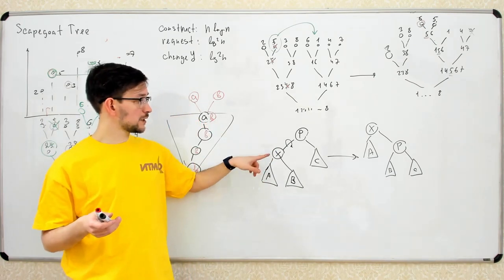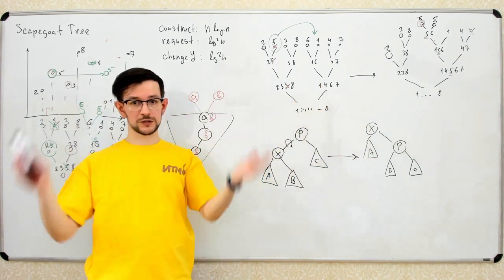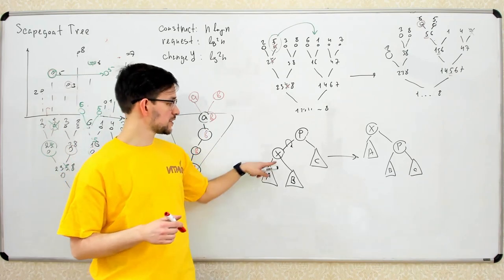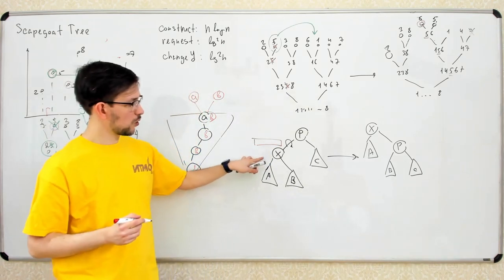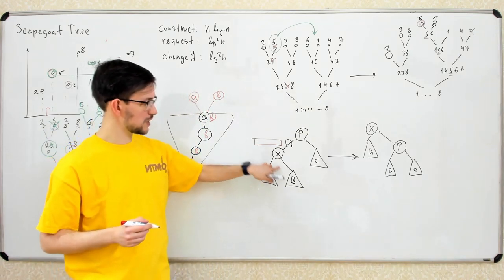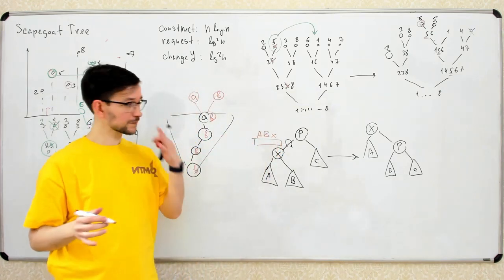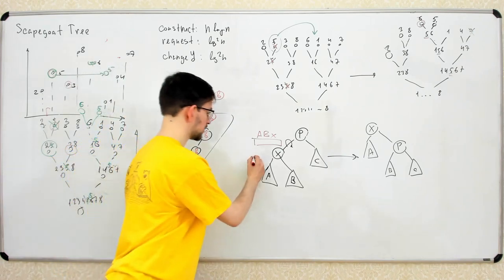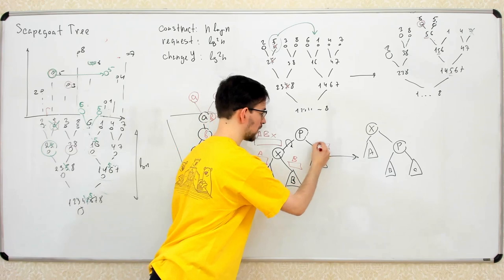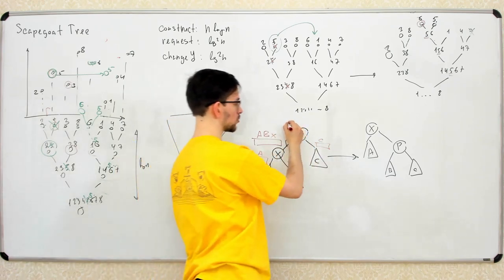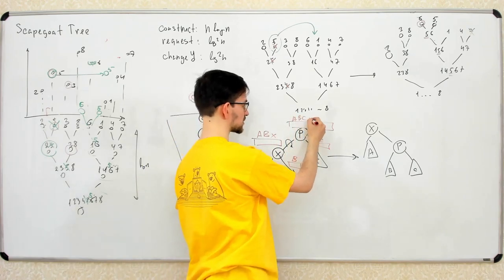The problem is that in these nodes, we need to maintain these lists of all values in this subtree. For example, in this X, we have a list which contains all elements in subtree A, in subtree B, and X, in some sorted order. And here we have all elements in subtree A, here all elements in subtree B, here all elements in subtree C, and in this node we have a big list of all elements in subtrees A, B, C, and also X and P.